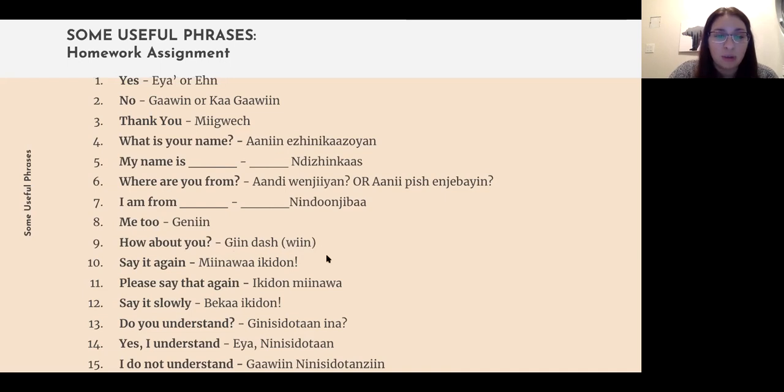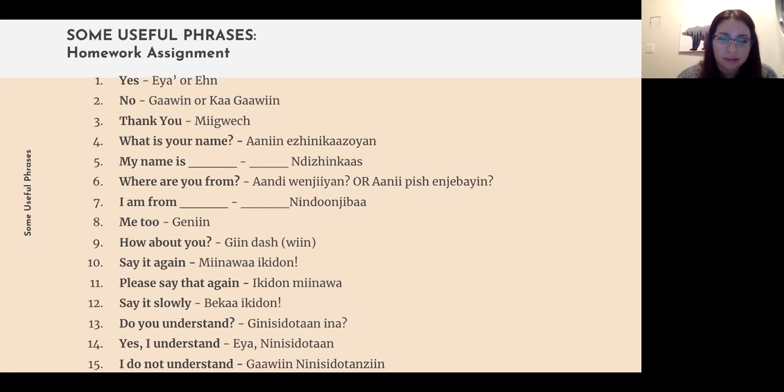Gindashween. So they both mean, how about you? If you want to ask someone to repeat what they're saying, so say it again, you say: Min wa e ke don. And you kind of want to say it like it has an exclamation mark on it. Min wa e ke don.